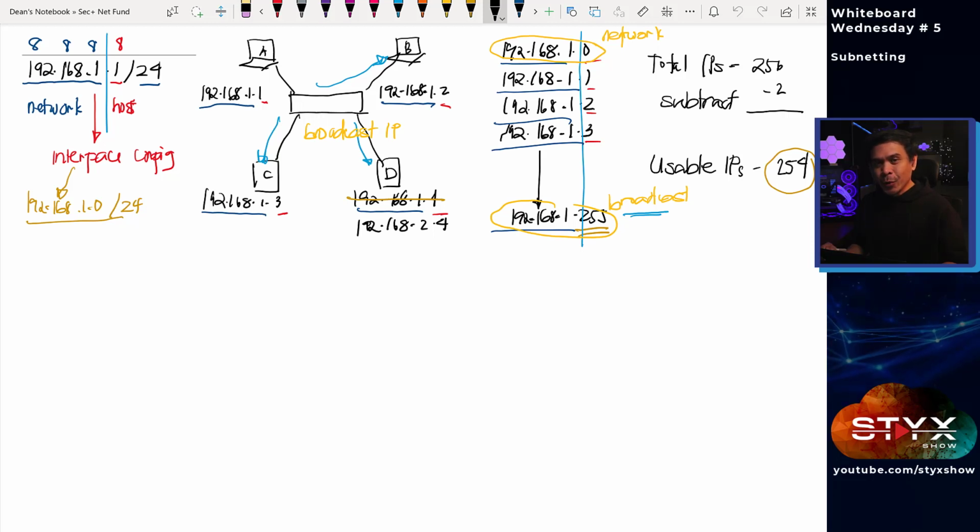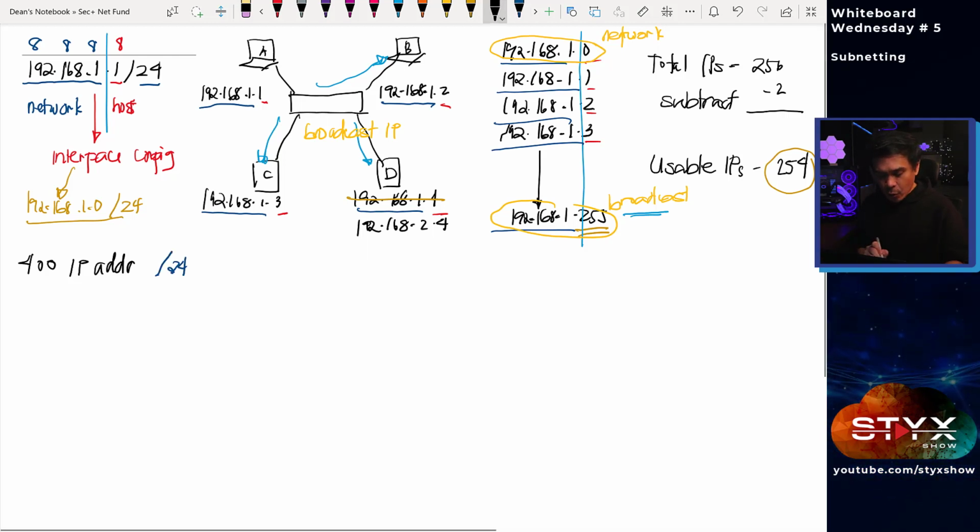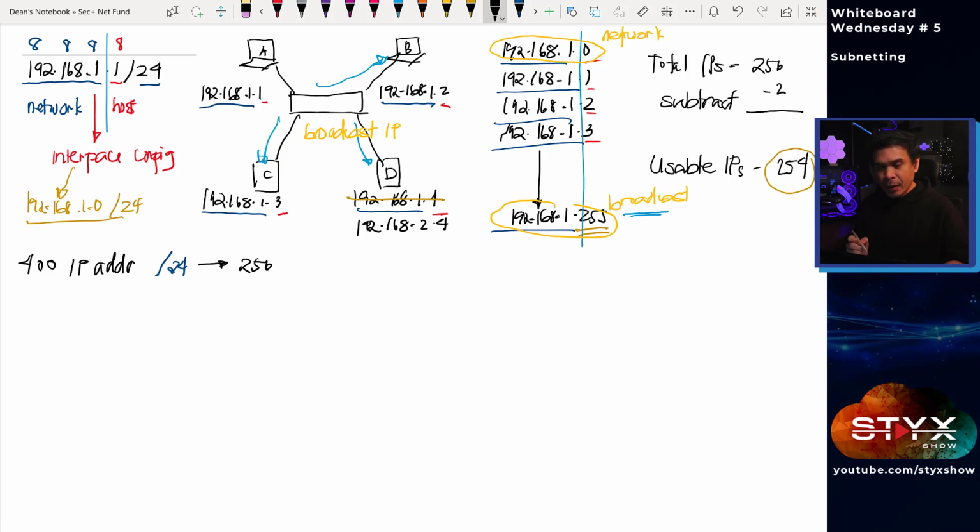Now, let's continue. What we had in our previous discussion is we had this example using a /24 network with the maximum usable IP address of 254. But what if we are required to configure or assign 400 IP addresses? If you think about it, is our /24 enough? No, the answer is no. Why? Because the /24 only has a maximum of 256 IP addresses, but 254 usable IP addresses. So this is not enough.